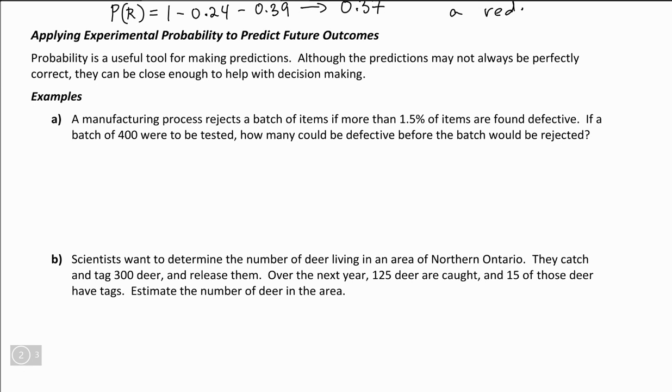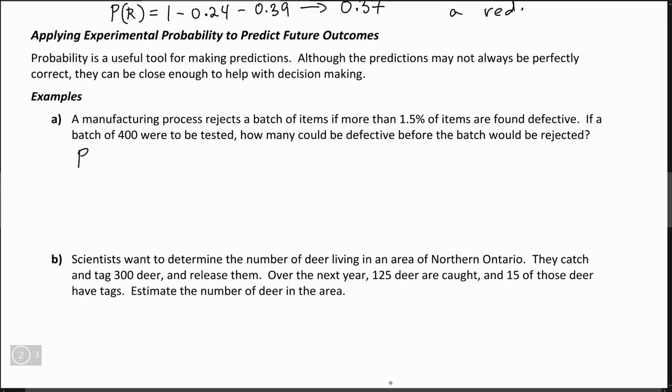Okay, so probability of a reject, so let's say the event is rejecting a batch, is 0.015. How many trials were conducted? So we conducted 400 batch tests. So the number of trials, n of t, is equal to 400. What are we solving for? N of a, the number of times our event occurred.